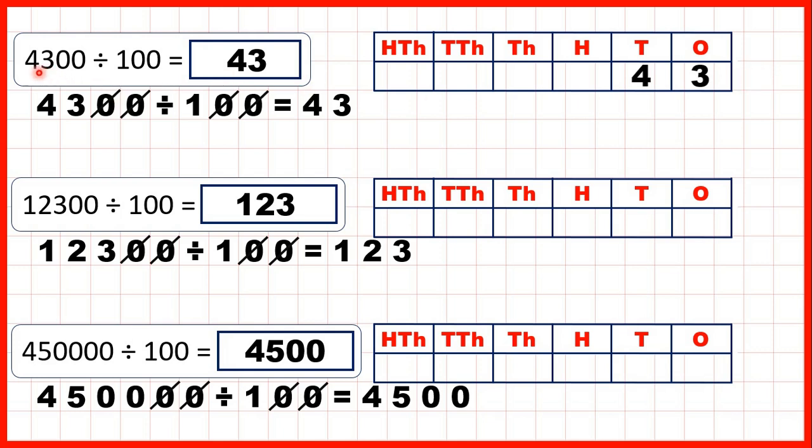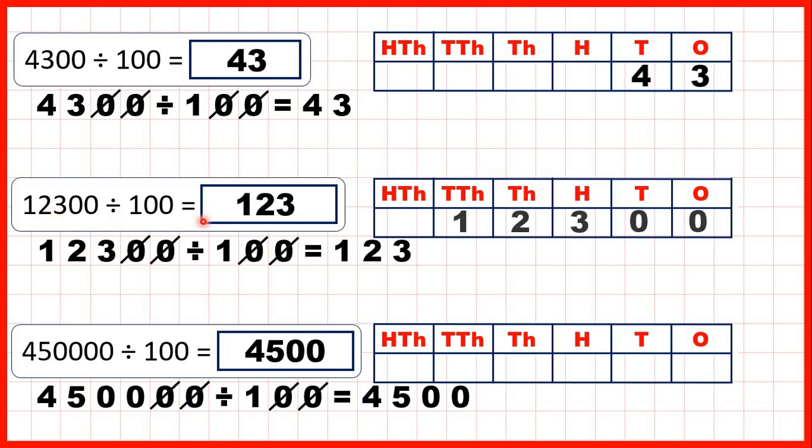And it's important to understand that only zeros can disappear off the place value chart. If we had, say, 4,310, we wouldn't be able to move a one digit off the place value chart. We would have to extend our place value chart into decimals. But where numbers are multiples of 100, where they have two zeros on the end, we can just cancel our zeros to get our answer.